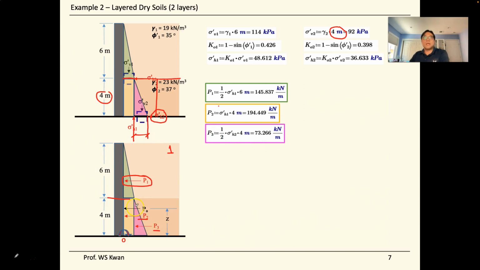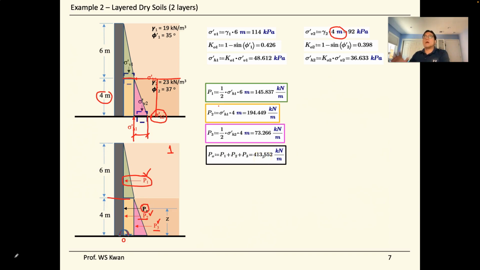Again, P3 represents the lower portion of soil, the second layer of soil, to the lower portion of the retaining wall. So we know we successfully found P1, P2, and P3. And the summation of those three will be equal to the total force. So we add up the three, P1, P2, and P3. The total force we got is 413.552, which is the resultant for P0 we talk about.